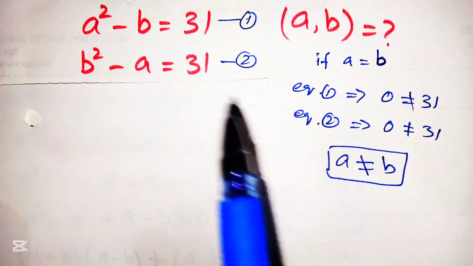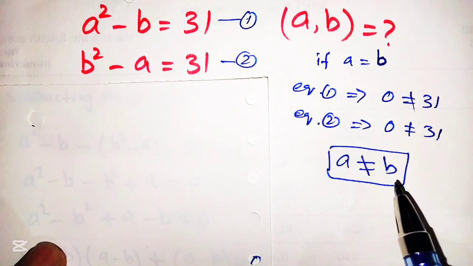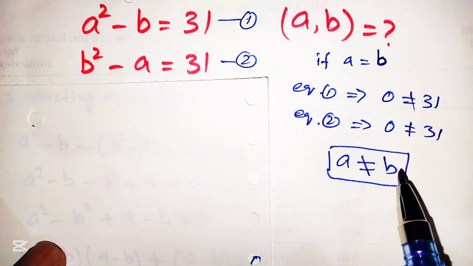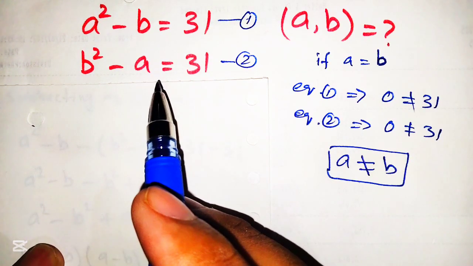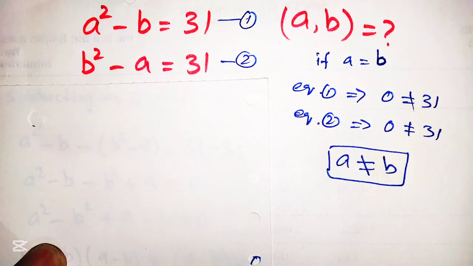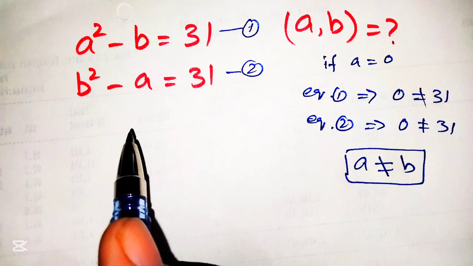So while solving this system of equations, we assume that a is not equal to b, because if a is equal to b, it will give solutions which do not satisfy our given condition. Hence these roots will not satisfy the given equation. So we will not consider a = b; we will reject these roots. Now we solve the given equations.